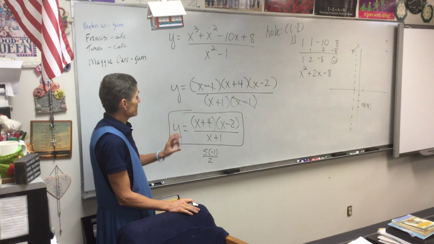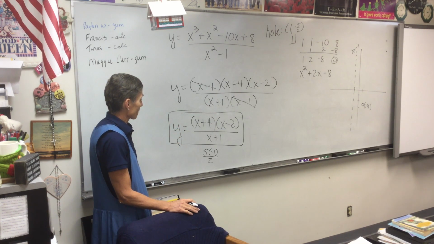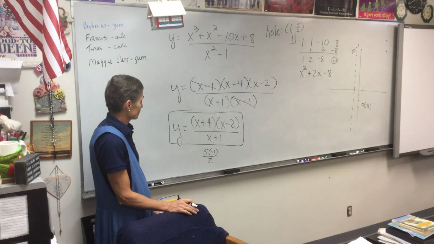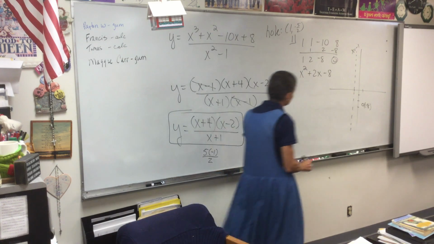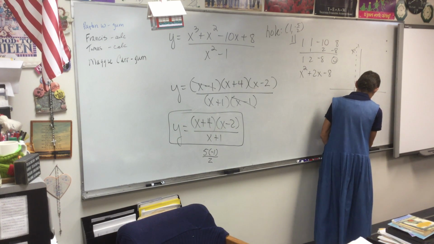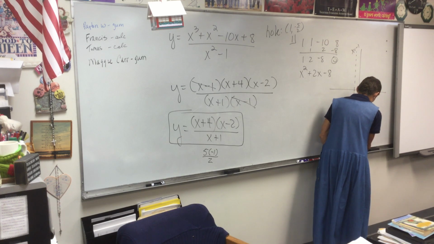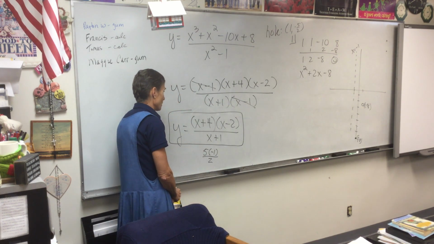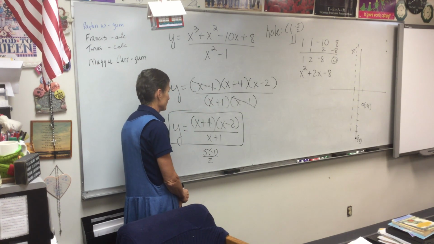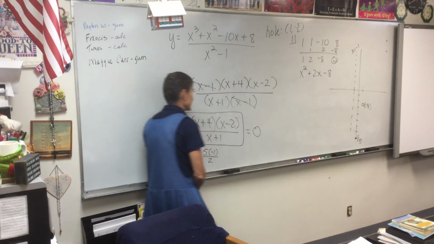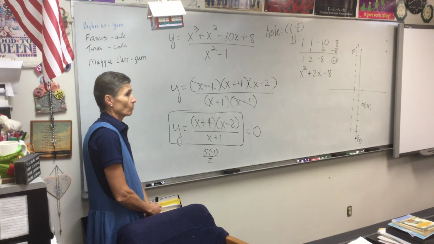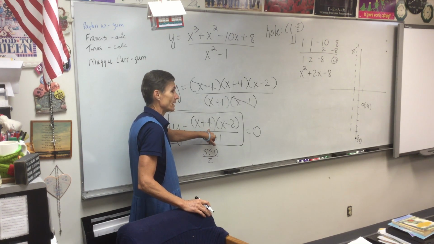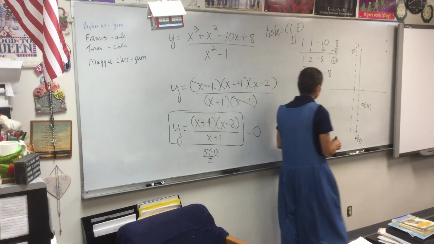Does it have a y-intercept? Oh, yeah. If you put in 0, what are you going to get? Negative 8. Negative 8. If you put in 0, wouldn't you get... Oh, yeah. Now I'm going to set it equal to 0. What do I get when I set it equal to 0? I get x equal to negative 4 or x equals 2.